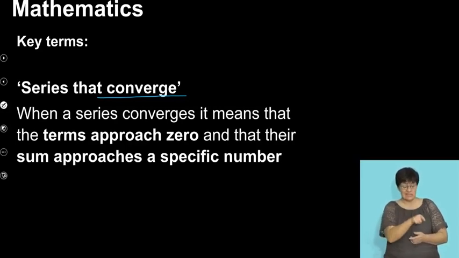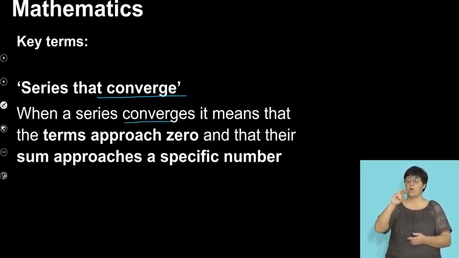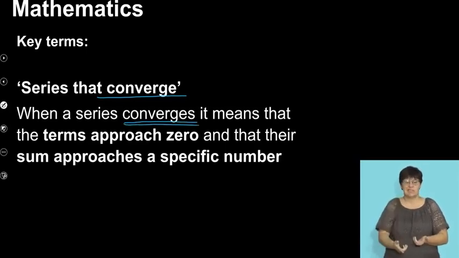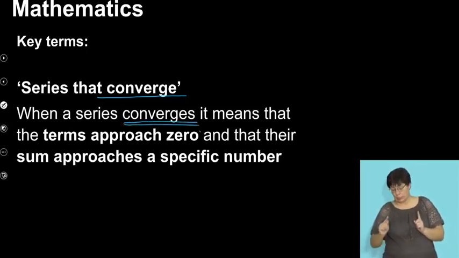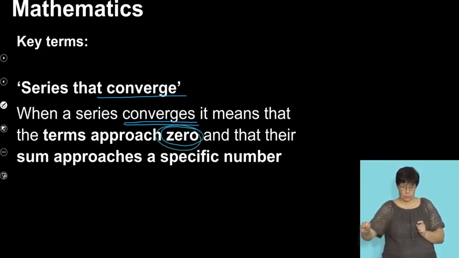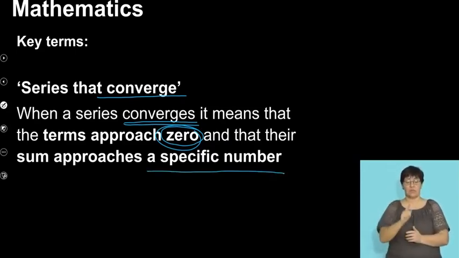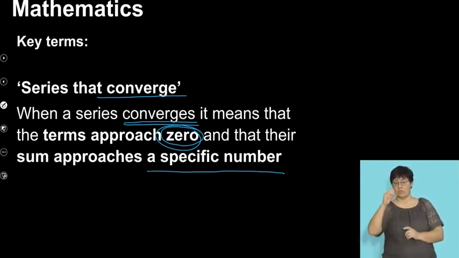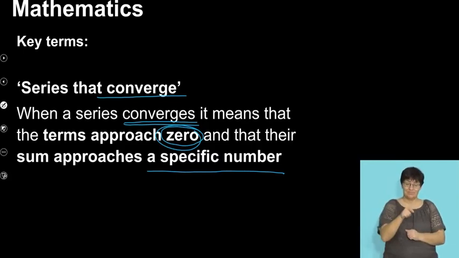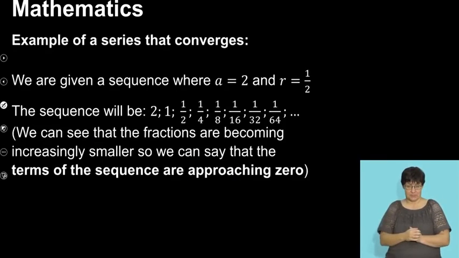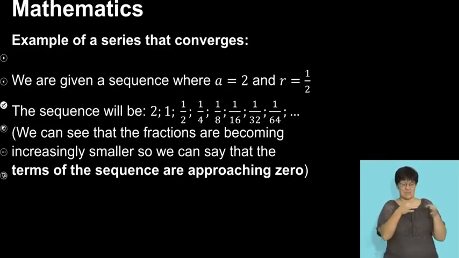When a series converges, and this word is important, it means that the terms approach zero. So as the terms of the pattern go on and on, they get closer and closer to zero. And in a series that converges, the sum approaches a specific number. So the terms themselves become smaller and smaller and closer to zero, and the series of this convergent pattern approaches a specific number. So let's look at how I could illustrate that.